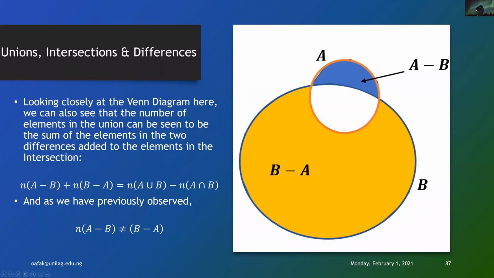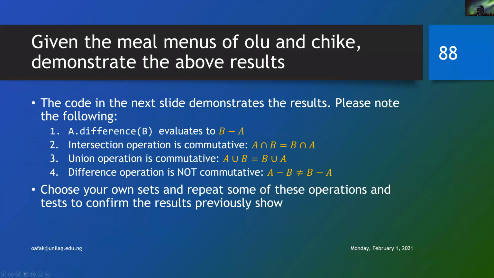So what you are going to do, you are going to write code. The code in the next slide demonstrates the results. Please note the following. A.difference(B) evaluates to B minus A, not A minus B. The intersection operation is commutative. So A intersection B is the same thing as B intersection A. Union operation is commutative. A union B is equal to B union A. The difference operation is not commutative. A minus B is not equal to B minus A.